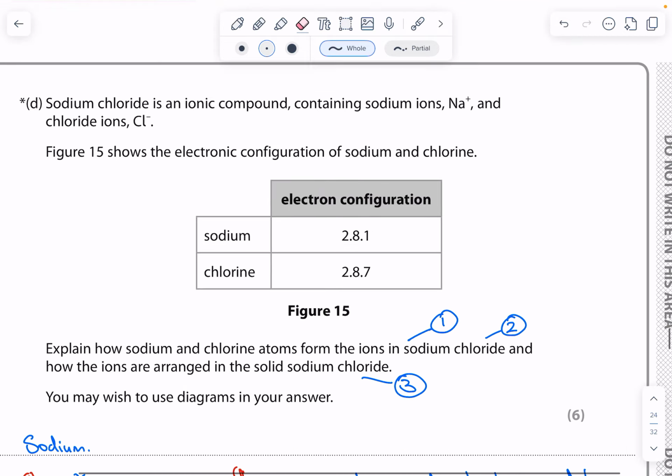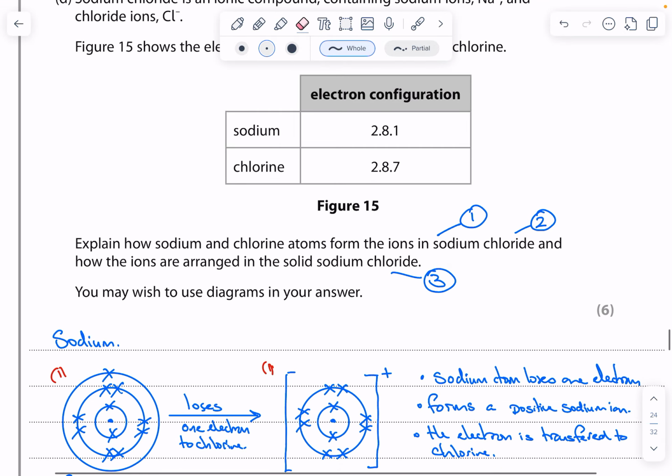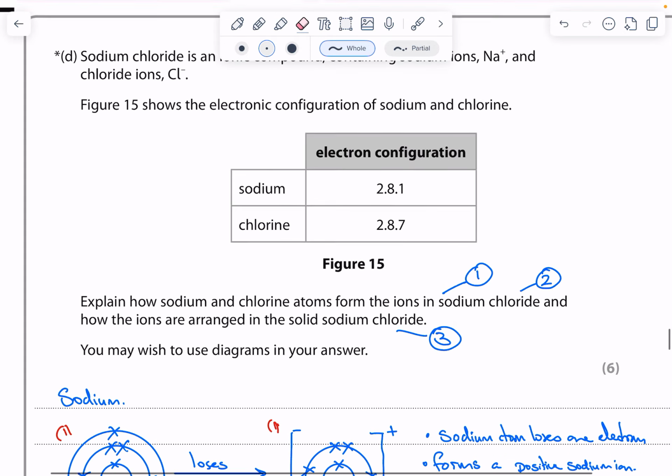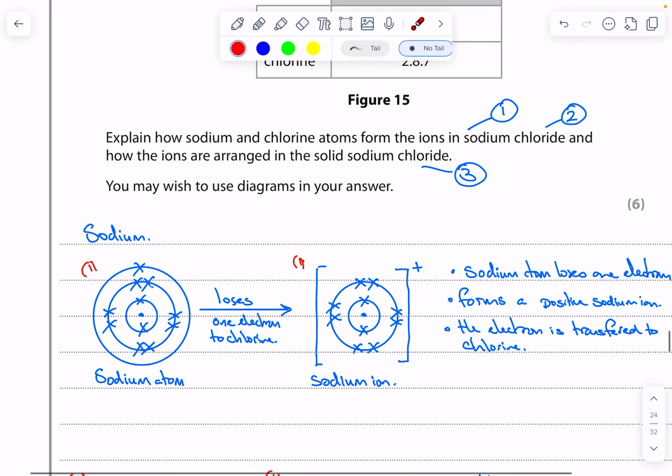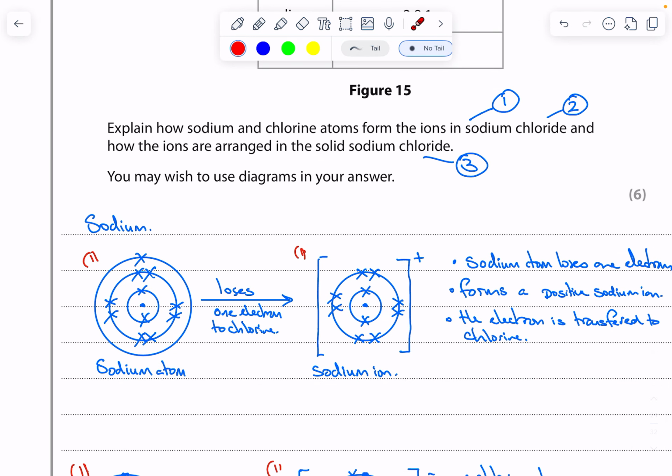And finally, a 6 marker. Again, it gives a bit of information. We've got to use this to help us explain how the sodium ions form, that's the first thing to do. Then explain how the chloride ions form, and then explain how we get sodium chloride as a solid. So, step 1, let's deal with sodium.